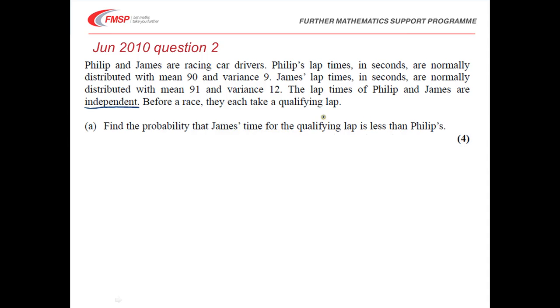So to do this, we need some ideas and some definitions, and it's very sensible to use sensible notation. Okay, so we've got Philip, and we're told that Philip is a normal distribution with a mean of 90 and a variance of 9. I always like to write this as sigma squared. James has a mean of 91 and a variance of 12, so I'm going to write that as root 12 squared. It might be that I need to use 9 and 12, but when we're working with probabilities, sometimes that's a bit easier to deal with.